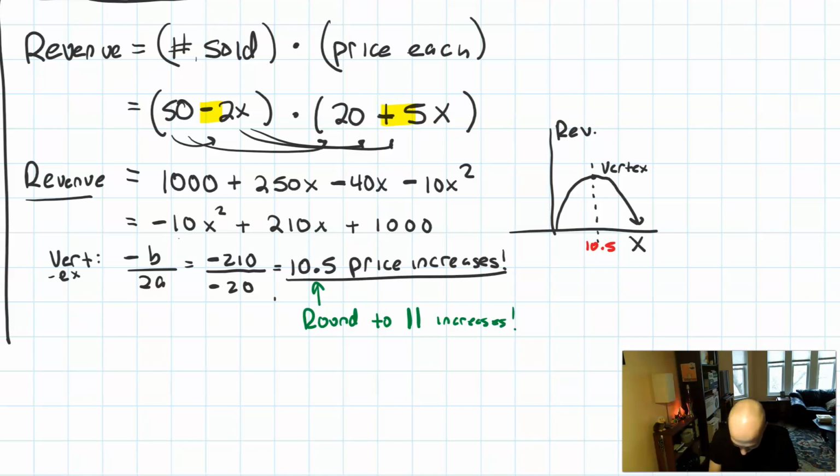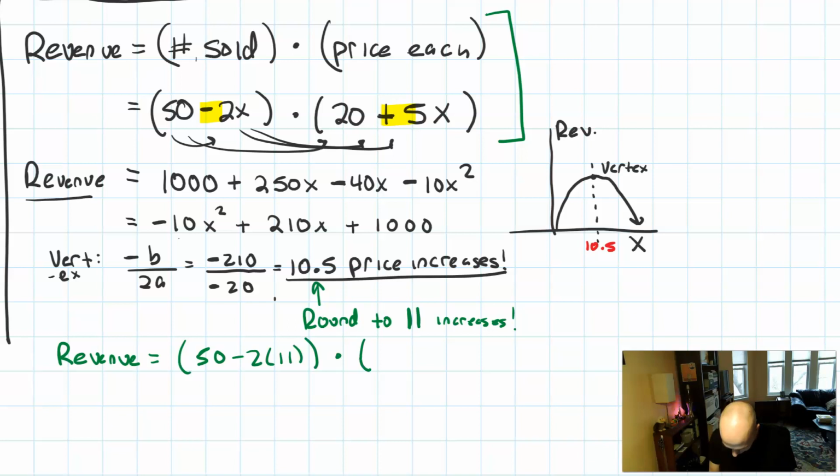And then I'm going to plug this in. So the revenue, I'm going to plug it in where? To this equation right here. So the revenue is 50 minus 2 times 11, times 20 plus 5 times 11. Simplifying that, 50 minus 22 is 28, and 20 plus 55 is 75.